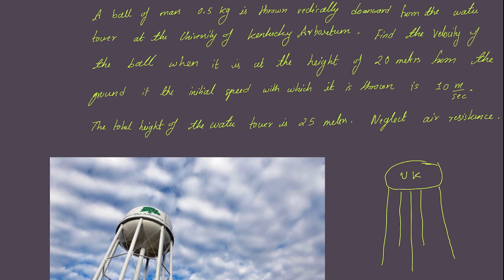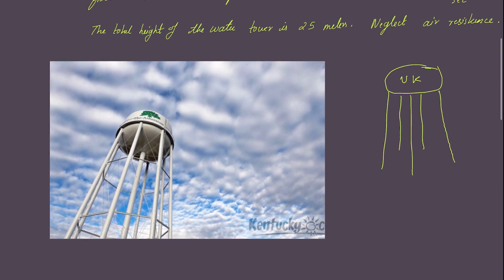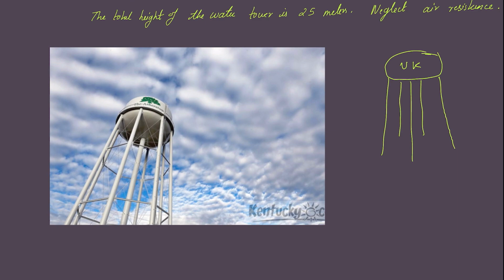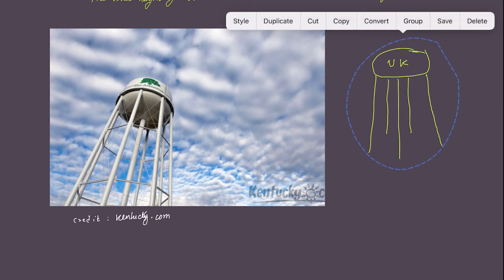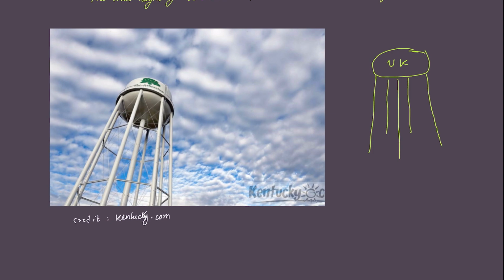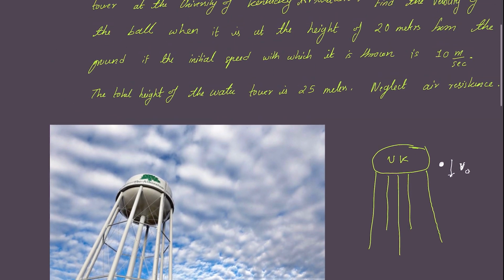Neglect air resistance. So here we've got, from the website Kentucky.com, this picture of the water tower at the University of Kentucky Arboretum. So what's happening right here, and this is my rendition of the same, is a ball is thrown downwards from the top of the tower with some velocity, and that velocity is 10 meters per second.